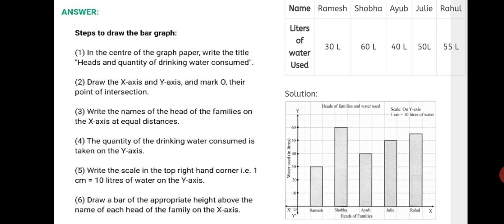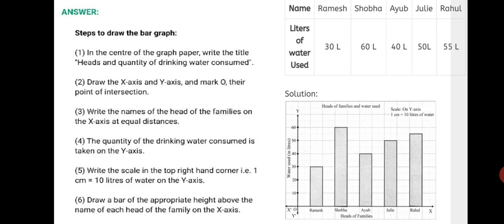So Ramesh, then leave one box. Shobha, leave another box, write Ayub. Again leave a box, write Julie. Then leave a box and write Rahul. So you have completed step number 3. Now step number 4. We have to go to our y-axis and start writing the scale there. It's already given in the question.